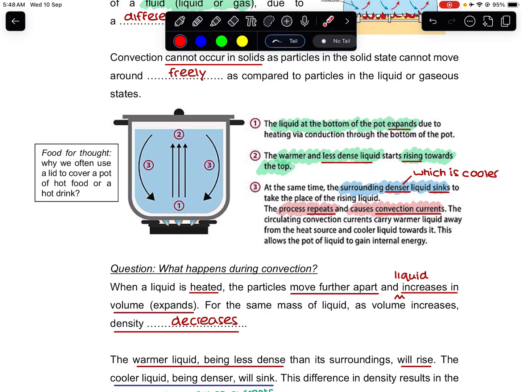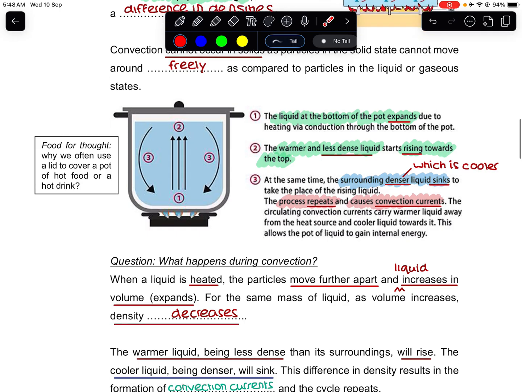And it does not just stop there. It's not just a single process where the water goes up upon heating, and the other half of the container comes down to take its place. No, it does not just stop there. It will continue to repeat because the heating process is ongoing. So in the last part, we mention that the process repeats, and it causes the convection currents to be formed. As I said, there are three key parts that we'll be looking at.